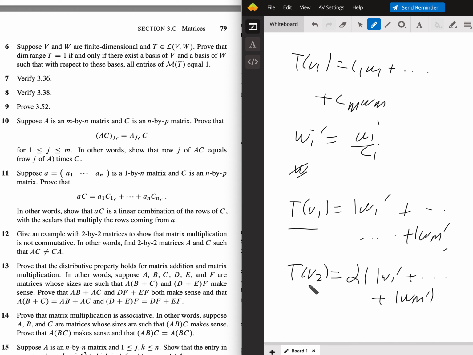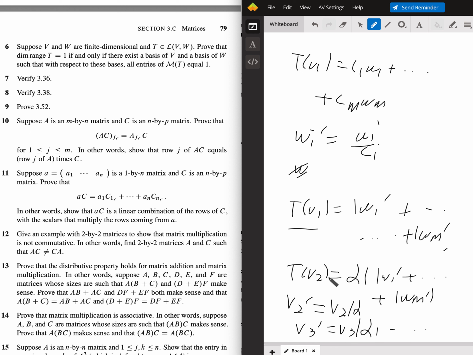And then you scale the v's now. So v1 is fine because that's how we defined everything, and for v2, v2 prime is equal to v2 over alpha, and v3 prime is equal to v3 over alpha 1, and so on.